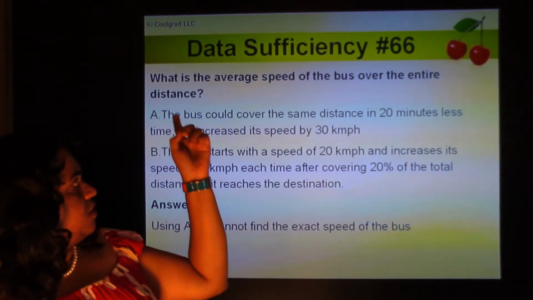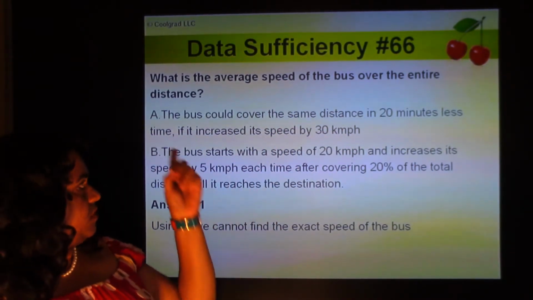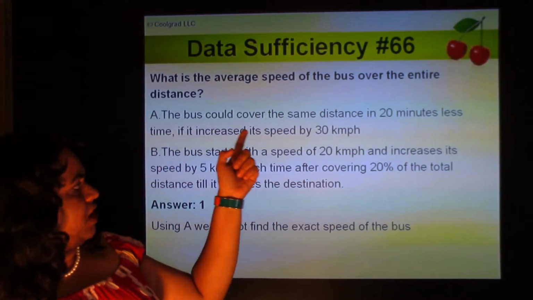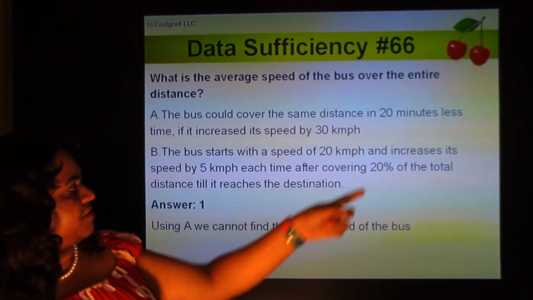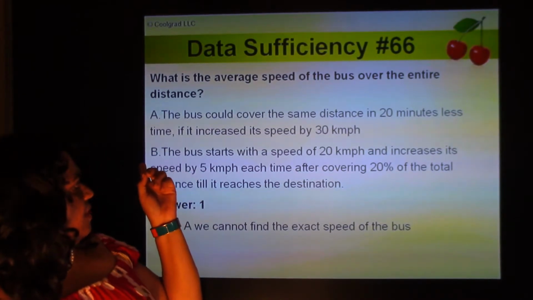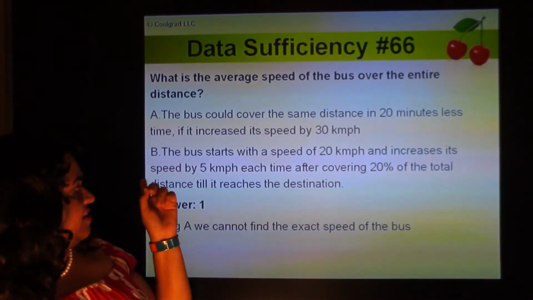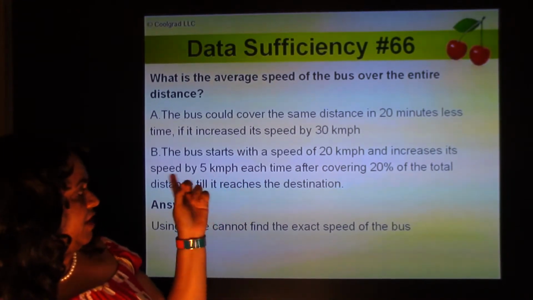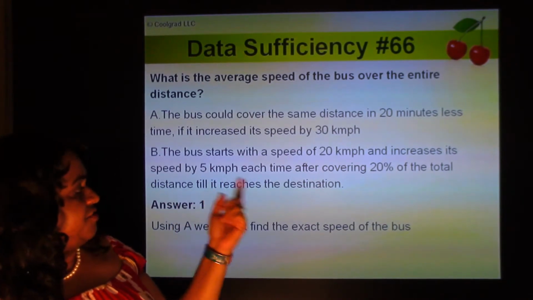Question 66. What is the average speed of the bus over the entire distance? Statement A. The bus could cover the same distance in 20 minutes less time if it increased its speed by 30 kilometers per hour. Statement B. The bus starts with a speed of 20 kilometers per hour and increases its speed by 5 kilometers per hour each time after covering 20% of the total distance till it reaches the destination.